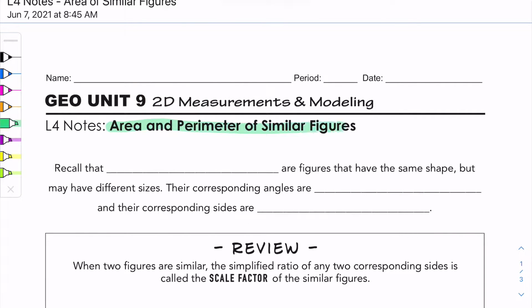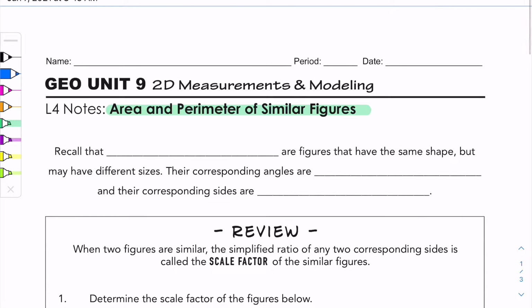Area and perimeter of similar figures. So jumping back a few units, we learned about similar figures and scale factors, ratios, all of that stuff.